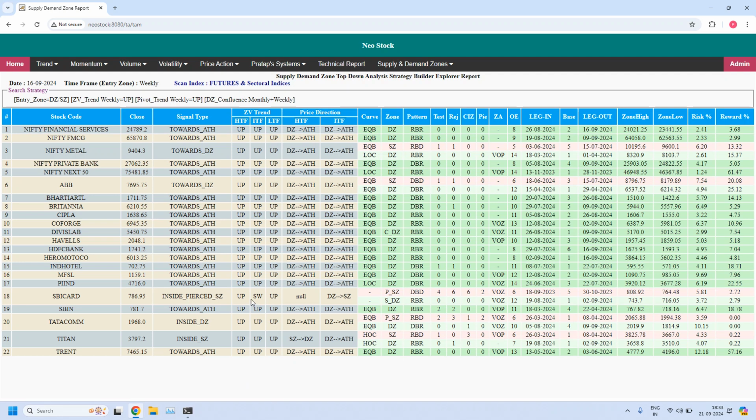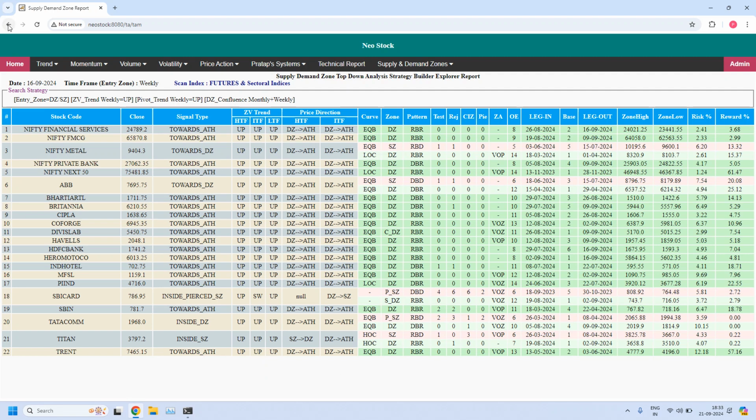Except one stock, all the monthly stocks are having uptrend. See here, weekly trend is uptrend because we already set the trend. And here, monthly trend. But these weekly zones are part of the monthly zone. If these monthly zones are having monthly EMA confluence, it is an even higher probability trade setup.